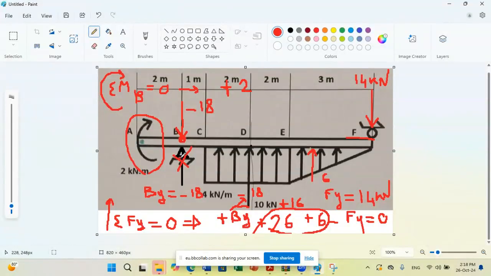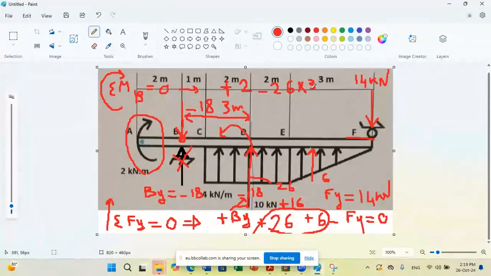Now, the reaction at B is passing through B, so no moment. Concerning the forces here, the concentrated force and the triangular load both act at D, and the total, as we said, is 10 plus 16, 26. This force is located at a distance of 3 meters from B, 2 plus 1. So this is 3 meters, and it's rotating about B counterclockwise. So minus 26 times 3.